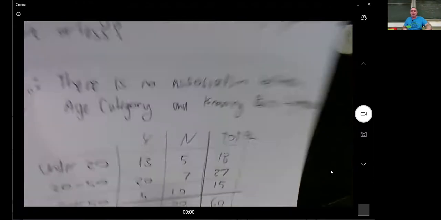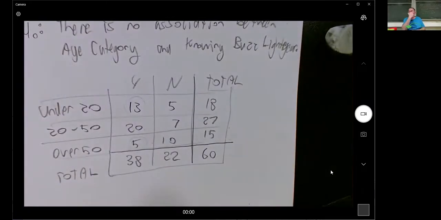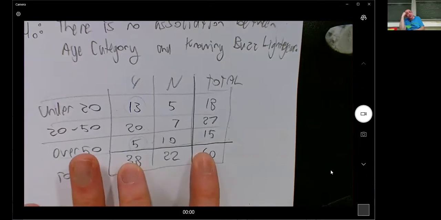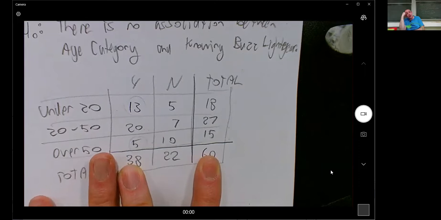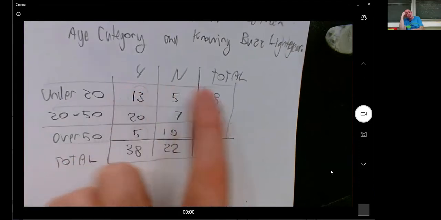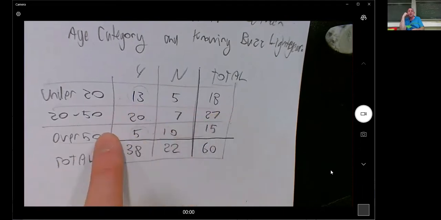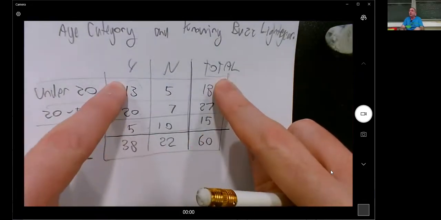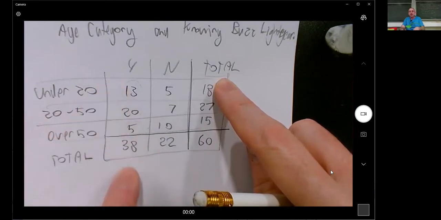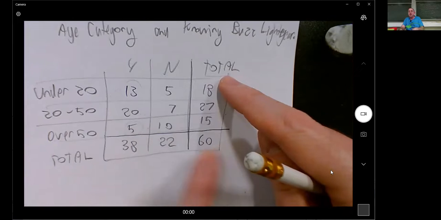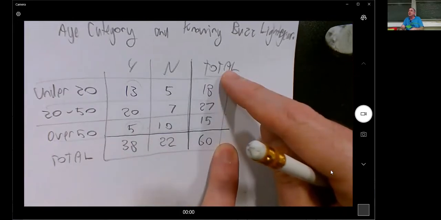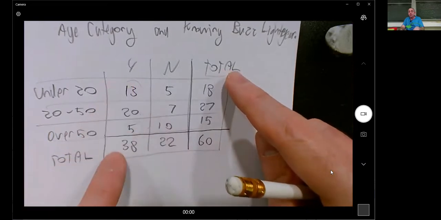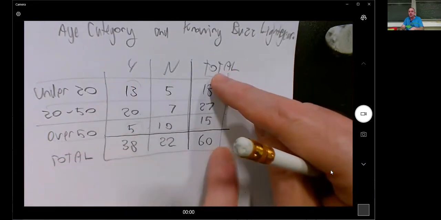So if it was true that age didn't make a difference to knowing Buzz Lightyear, this 38 out of 60, that fraction, that percentage, is what I should have expected here out of this 18, and that percentage here out of this 27, and that percentage here out of this 15. That's what I would have expected. So I could figure out that percentage, 38 out of 60, that fraction of the 18, that's what should have been in this spot on average. And so I get 38 divided by 60 times 18, which is the same as 38 times 18 divided by 60. And that's why the calculation for what you expected is row total times column total divided by grand total.